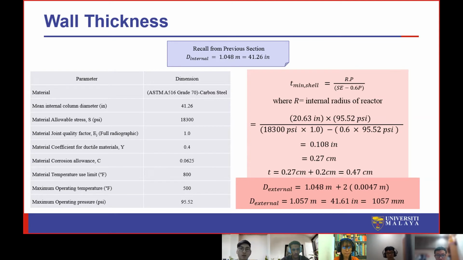The fourth consideration is wall thickness. To get the wall thickness, the material used for the vessel has to be specified. So here, ASTM A516 grade 70 carbon steel is used after comparing different materials. All of the standard parameters are shown in the table for the wall thickness calculation. And recall from the previous sections, the internal diameter of the column is 1.048 meter. First, the minimum thickness is calculated using the formula shown. At an allowance of 0.2 cm, the thickness of the wall will be 0.47 cm. Hence, taking into account the wall thickness, the outer diameter of the column will be 1.057 meter.